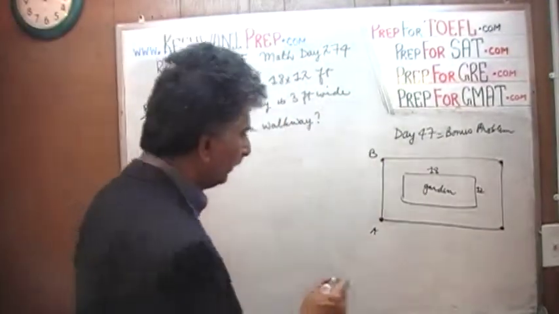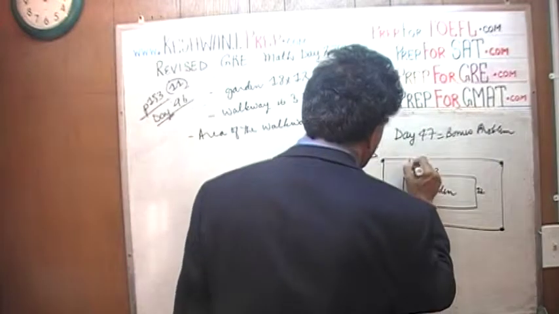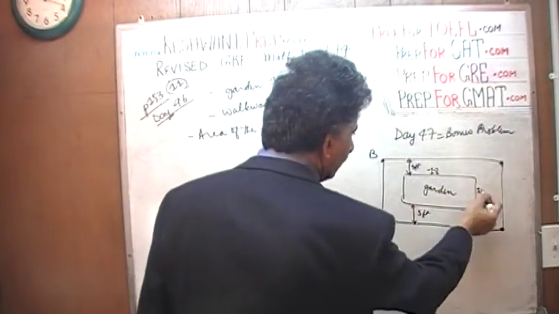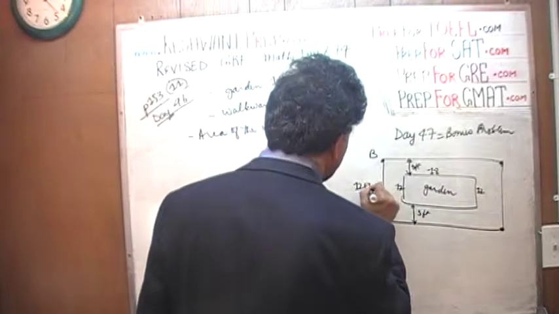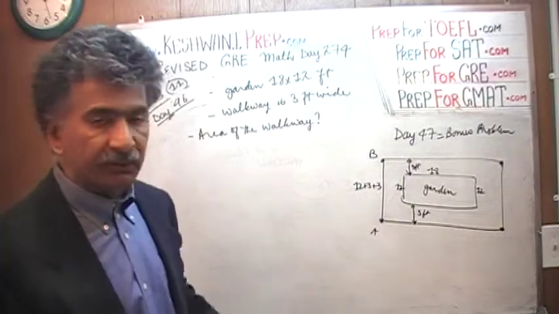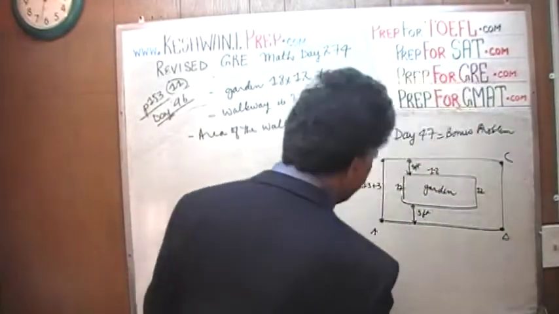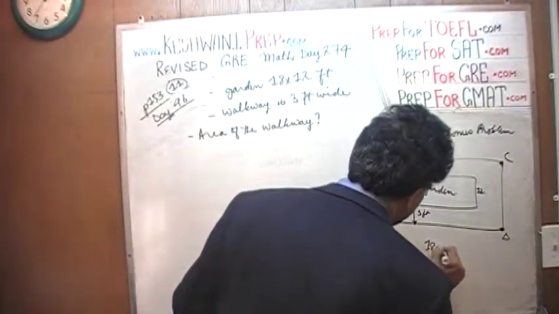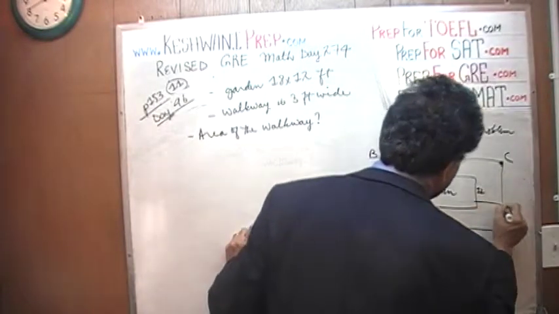Well, that's quite straightforward. From here to here, this border is 3 feet, and on the top it is 3 feet. So A to B must be 12 plus 3 plus 3: 12 plus 3 on the top and 3 on the bottom. Similarly, A to D would simply be the 18 feet that we see here, plus the 3 feet on this side plus the 3 feet that we see on this side.